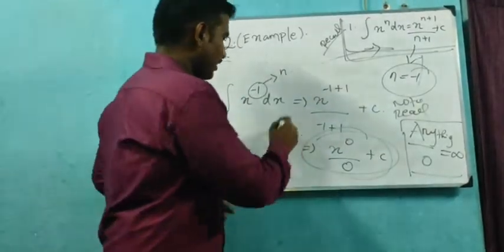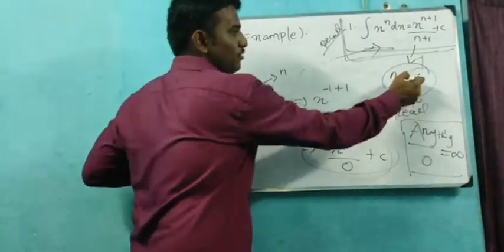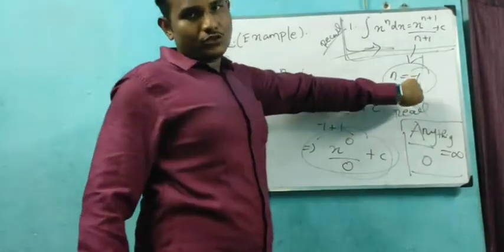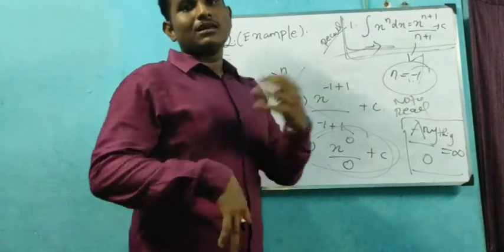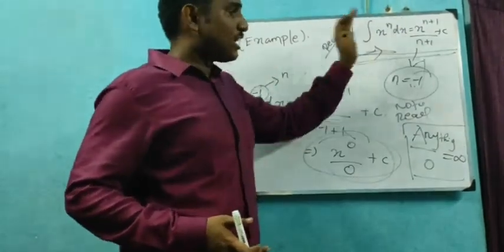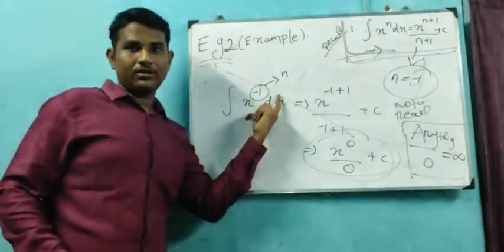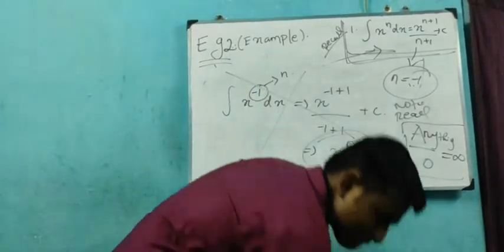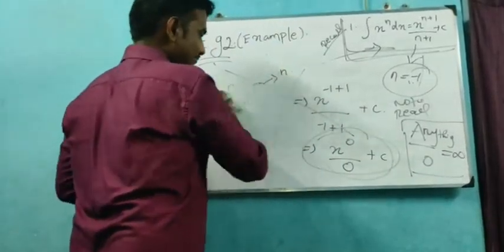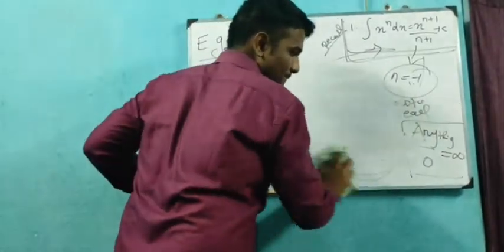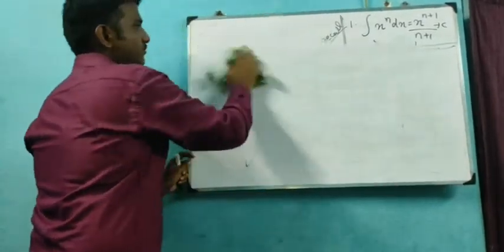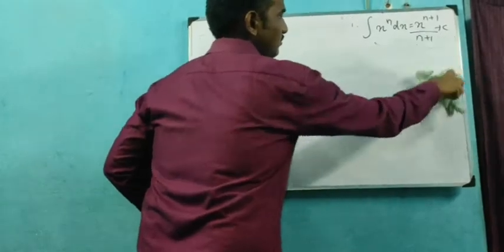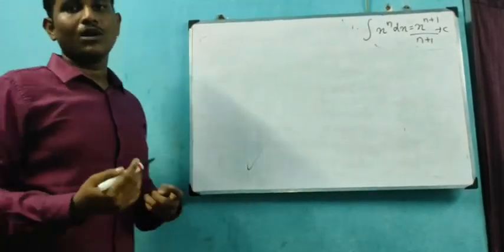So that's why this formula is not applicable for n is equal to minus 1. If suppose you have minus 1 in the place of n, we have a different formula to solve this type of function. Now you can ask one question: what is that formula?